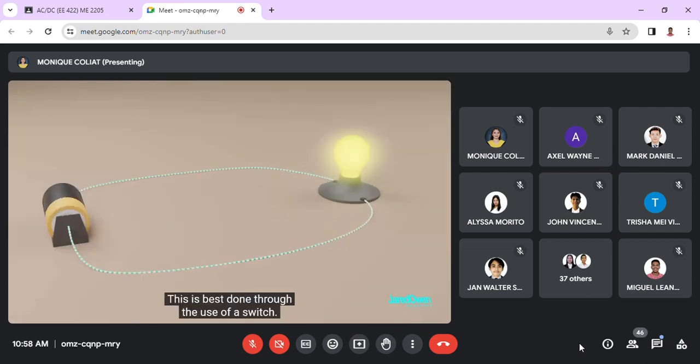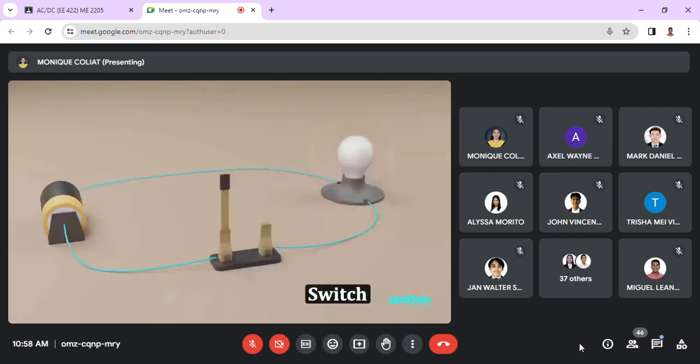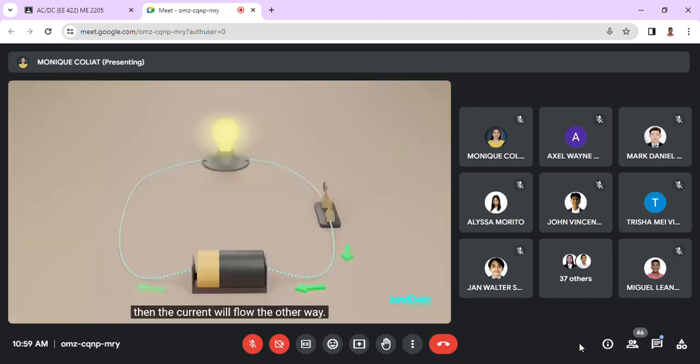Electricity flowing down the wire is called conventional flow. If we take the battery out and flip it, then the current will flow the other way. The light bulb will still work in either case, but there are some devices that will work differently depending on which way the current flows. Okay, so that's the basics of a circuit. Now let's come over here.